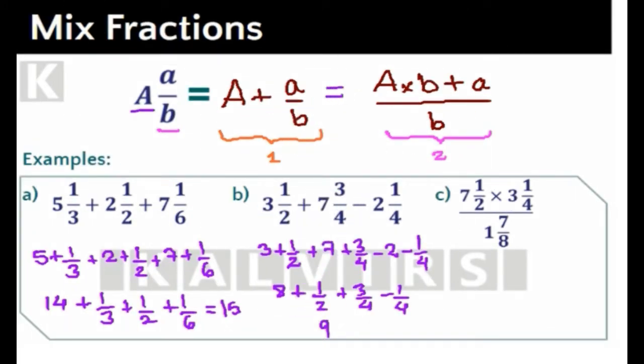To solve the third example, use the second form. Work these fractions as improper fractions. So in the first case we have 15/2 times 13/4, and in the denominator we have 15/8, so we have times 8/15. Simplify, so 15 and 15 go, then 2 times 4 is equal to 8, and the answer is 13.